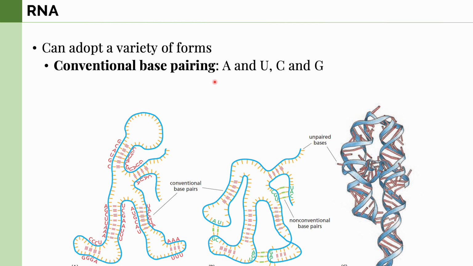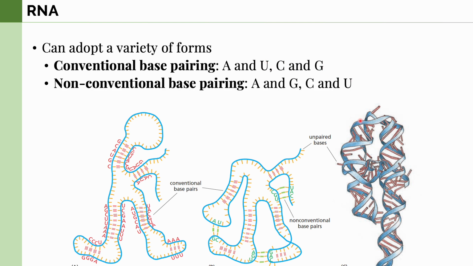From our previous lecture, we learned that the purines are adenine and guanine, and in this case, for RNA, the pyrimidines are uracil and cytosine. So in this case, the conventional base pairings are adenine and uracil, and cytosine and guanine. But RNA can also adopt non-conventional base pairing, and these can happen between nitrogenous bases of the same class, adenine and guanine, and cytosine and uracil. By adopting a variety of forms, RNA can have catalytic properties that are not present in DNA.